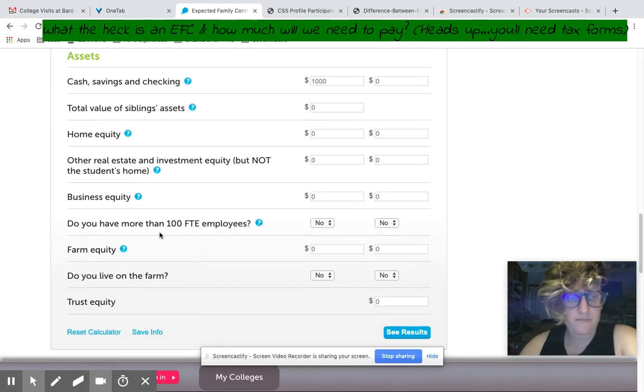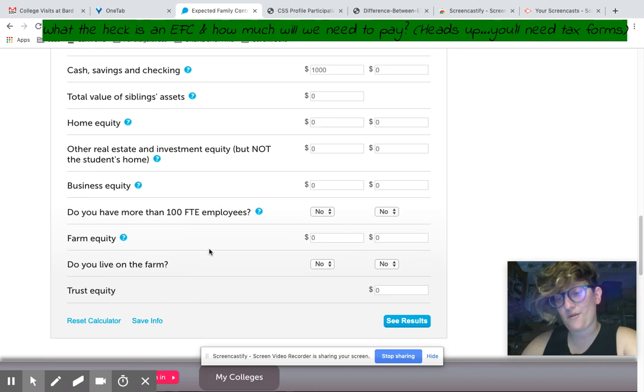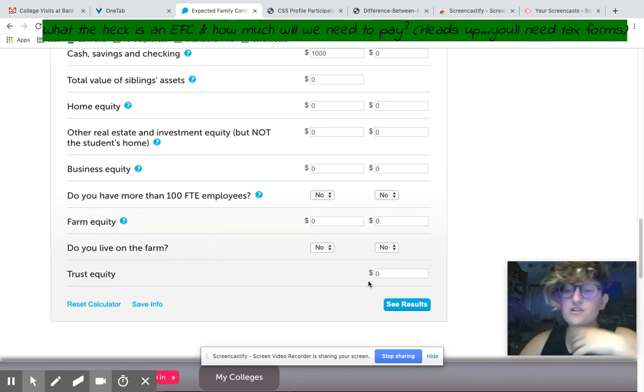Do you have business equity, farm equity? Do you live on a farm? Almost all the students are going to say no to that. And trust equity, okay? That's like if your parents have set up some sort of trust for you.